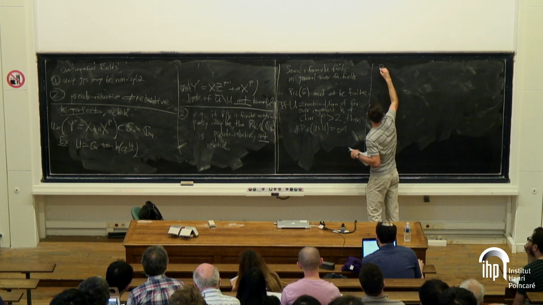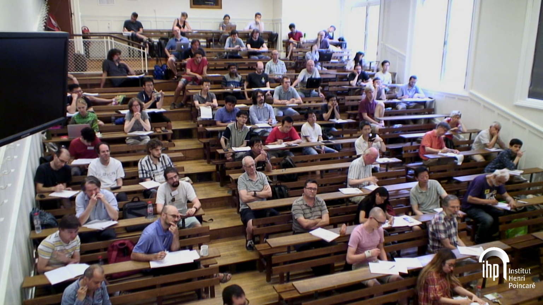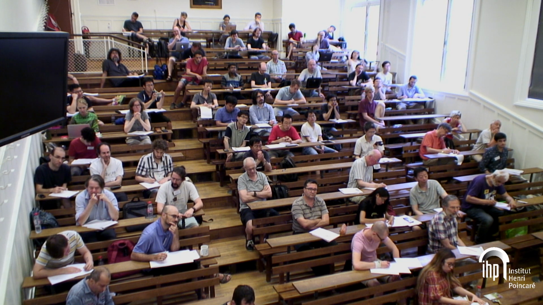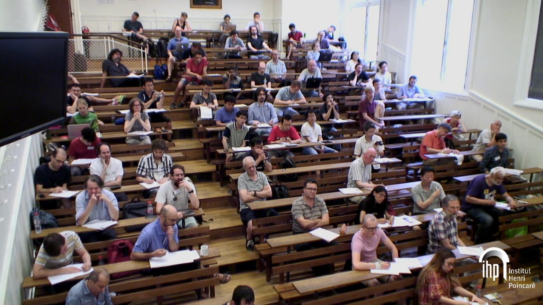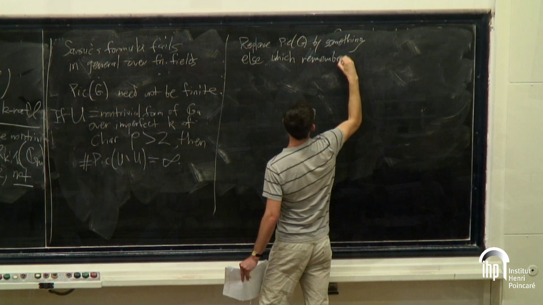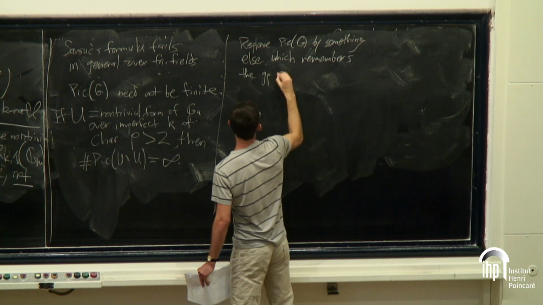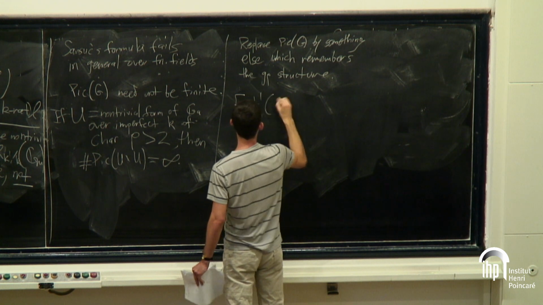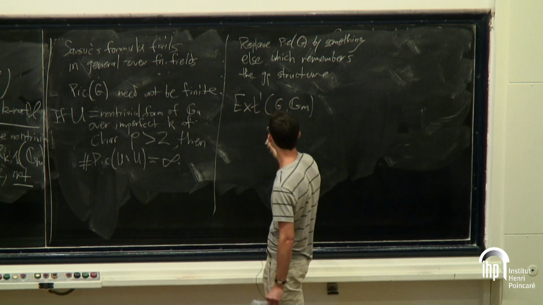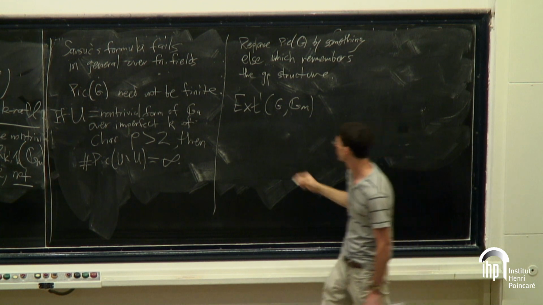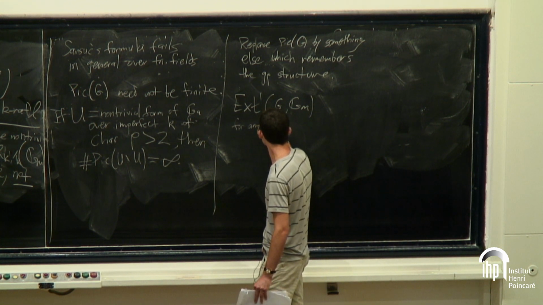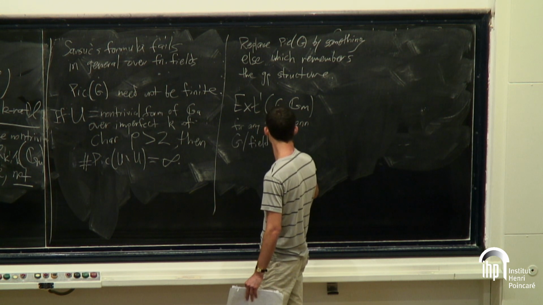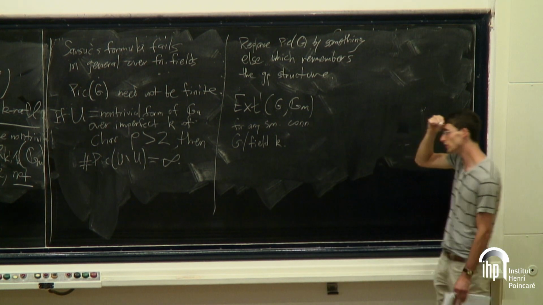So the object Pic G is sort of not natural. So how do we replace it? We want to replace Pic G by something else which remembers the group structure. And so the object we take is the following. We define X^1(G, G_m). And by the way, for this definition, G doesn't have to be linear. This is for any smooth connected group G over a field K.